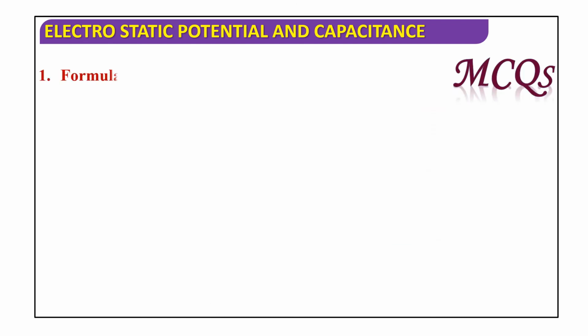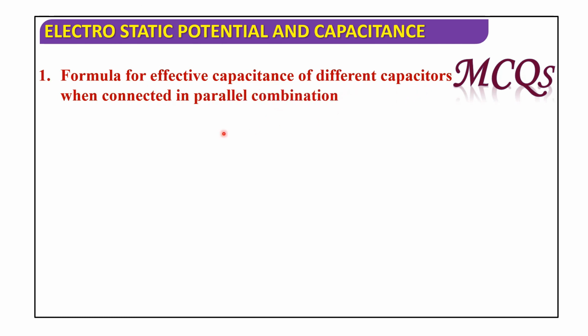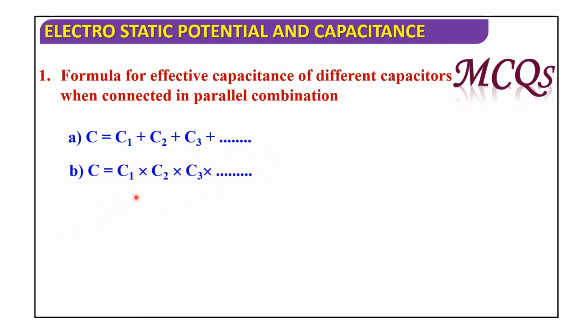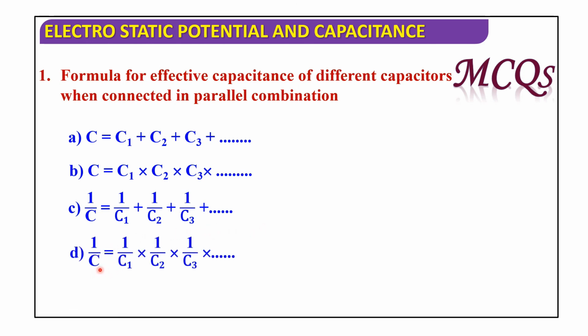Now, we will discuss MCQs. Formula for effective capacitance of different capacitors when connected in parallel combination. C is equal to C1 plus C2 plus C3 and so on. C is equal to C1 into C2 into C3 and so on. 1 by C is equal to 1 by C1 plus 1 by C2 plus 1 by C3 and so on. Next one, 1 by C is equal to 1 by C1 into 1 by C2 into 1 by C3 and so on.